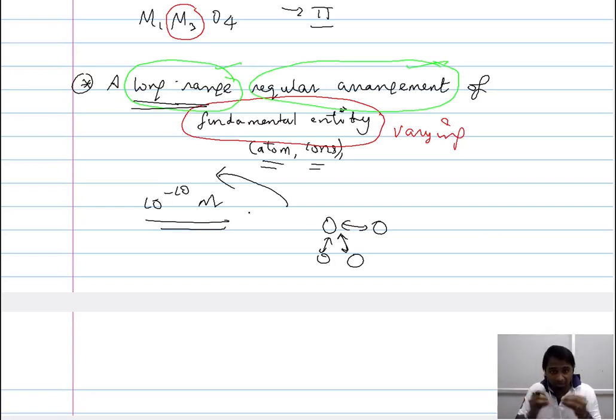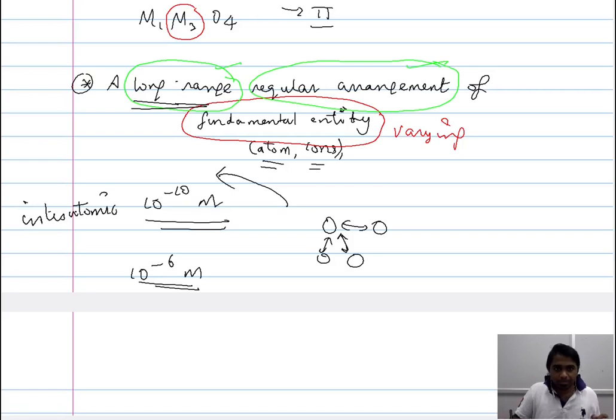Now, when we want to have a long range, the long range usually deals with 10 to the power minus 6 meters. Within atoms, there are interatomic relations, like the interatomic positions and interatomic interactions between the atoms. All these are in the range of 10 to the power minus 10 meters. However, when we want to consider long range, it is generally in the range of 10 to the power minus 6 meters.